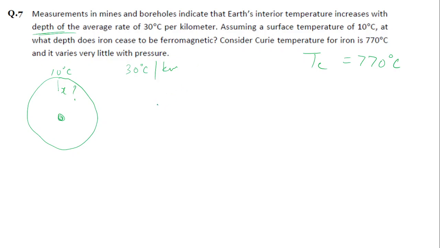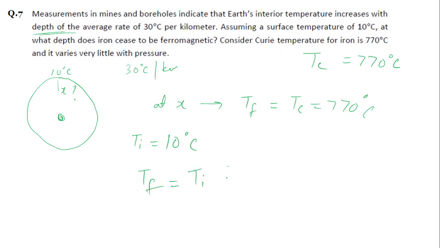Now at distance x, the final temperature will become 770 degrees centigrade. At the surface, the initial temperature is 10 degrees centigrade. So the final temperature will be the initial temperature plus 30 degrees centigrade per kilometer, which is the increase, multiplied by the distance x.